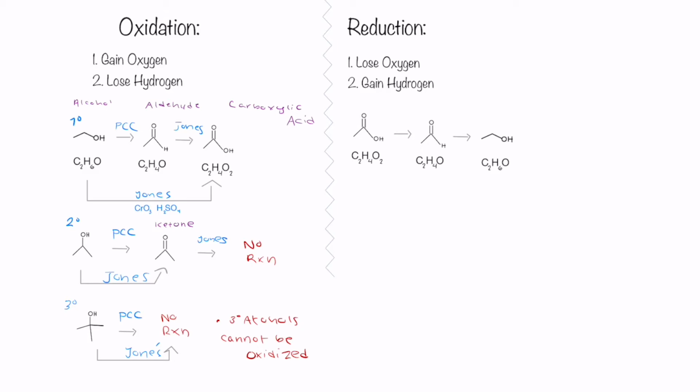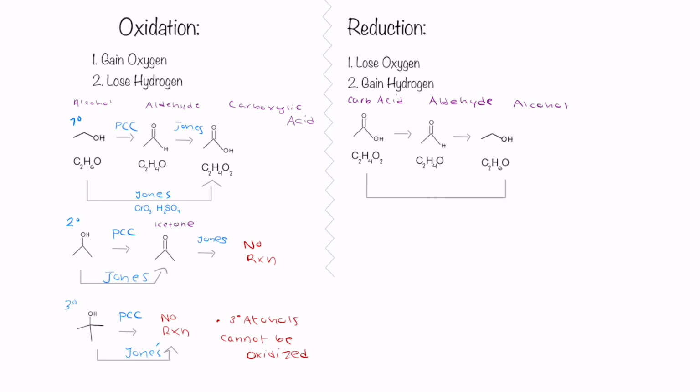Now, if we went ahead and reversed this series of reactions, so we're going from a carboxylic acid over to an aldehyde and further to an alcohol, then we would be doing reduction reactions. And we know that because here we are losing oxygen, and that's part of reduction, and here we are gaining hydrogen, and that's also another part of reduction. But now, what reagents can perform these reactions?